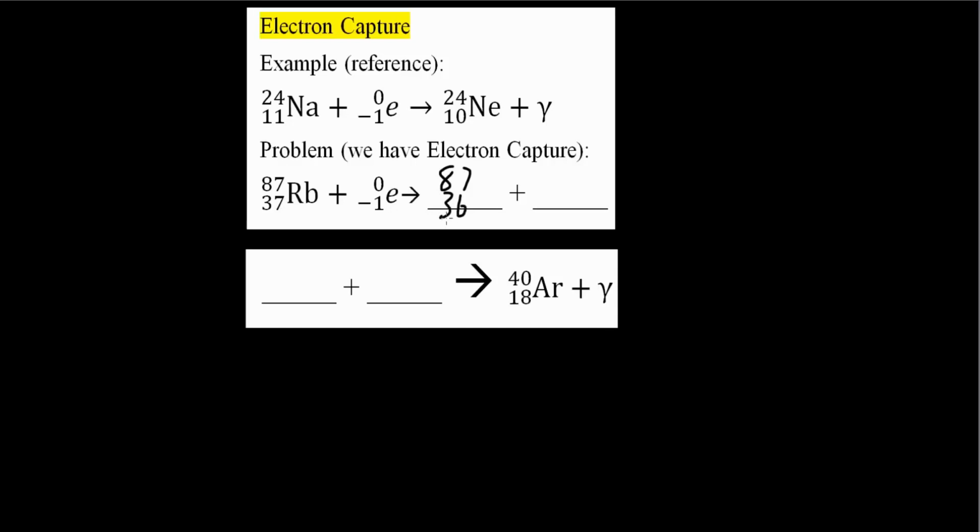Now you go to a periodic table. What does 36 correspond to? What does the atomic number of 36 correspond to? And that's going to be krypton, so Kr.